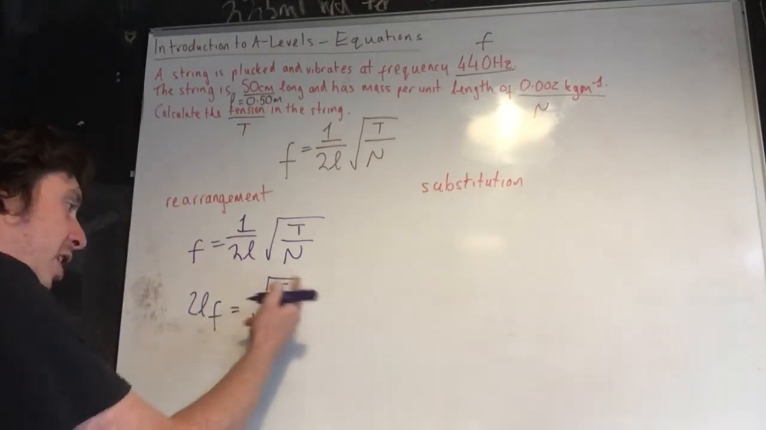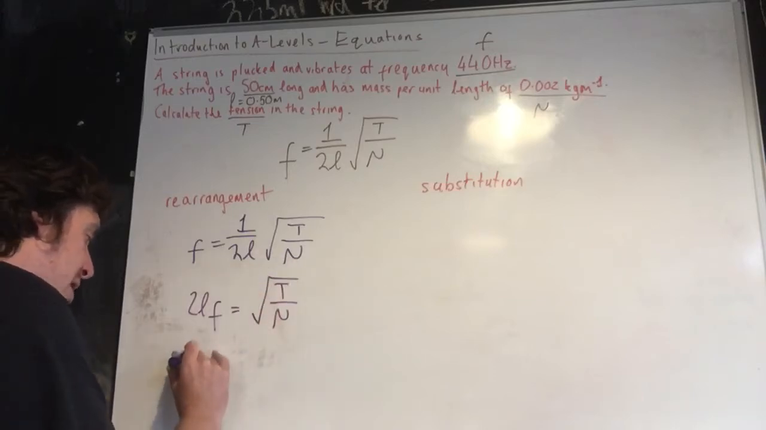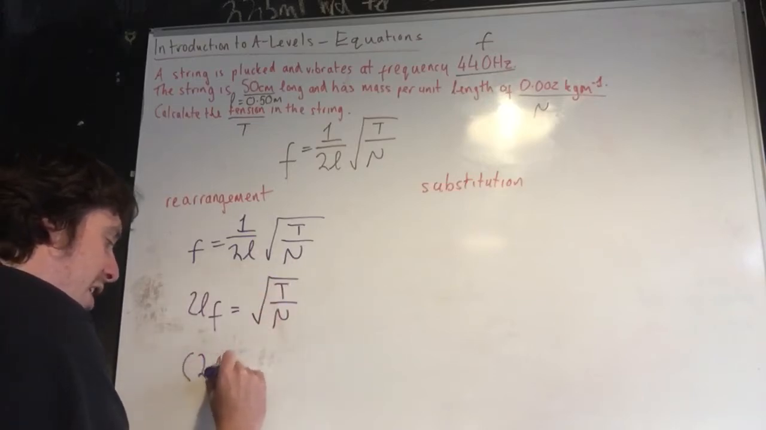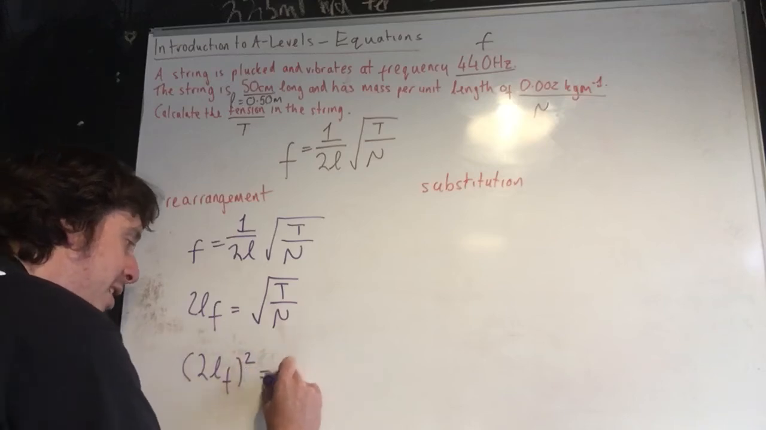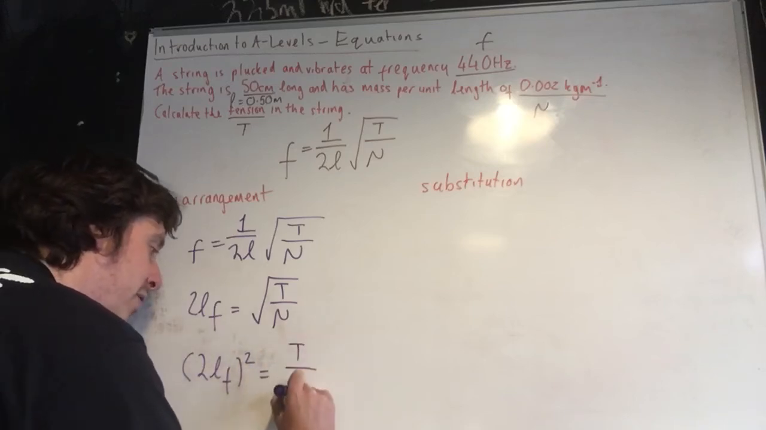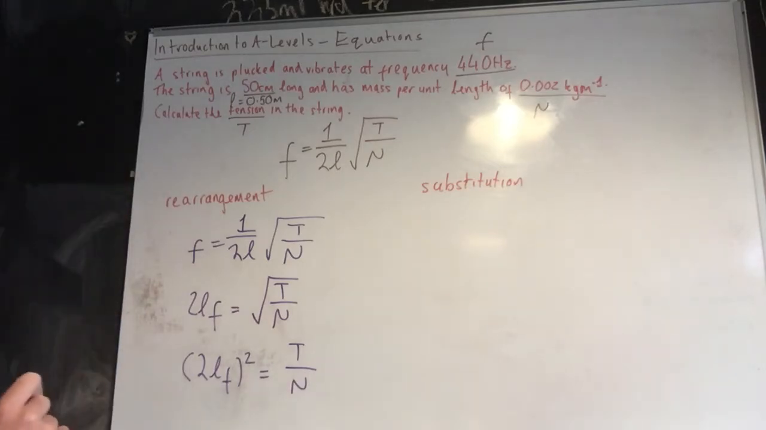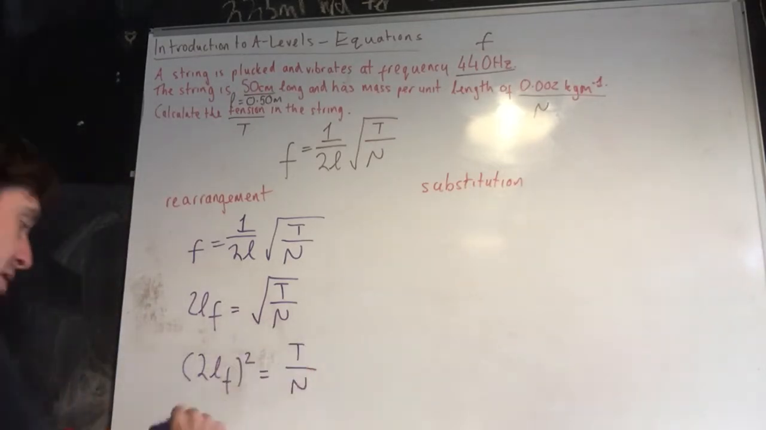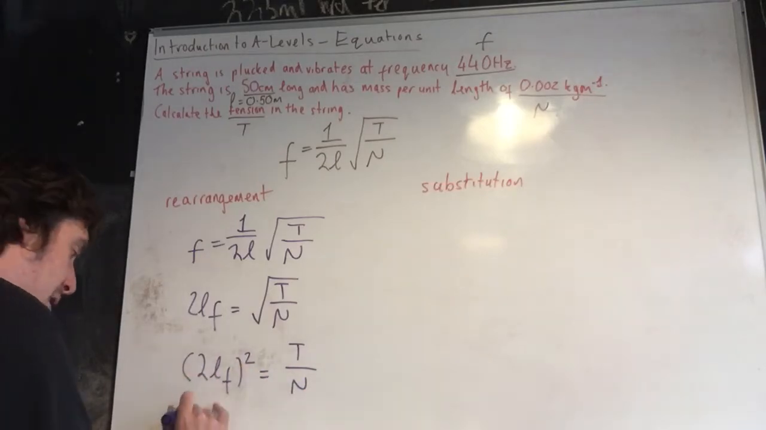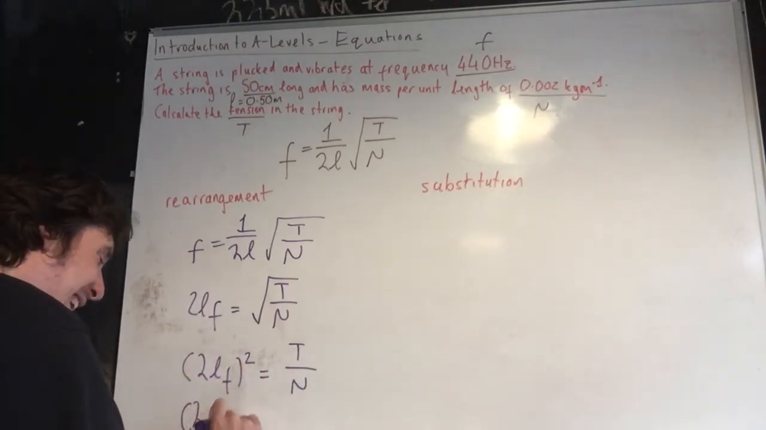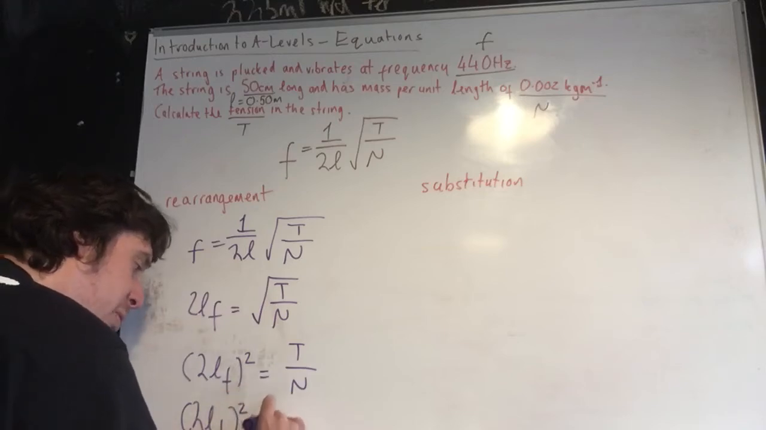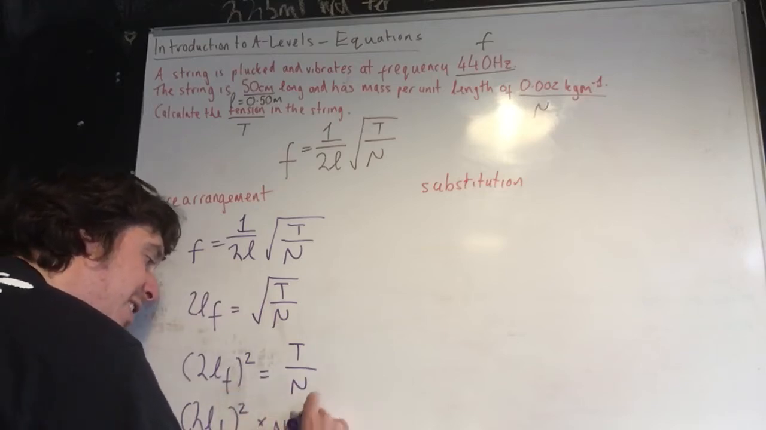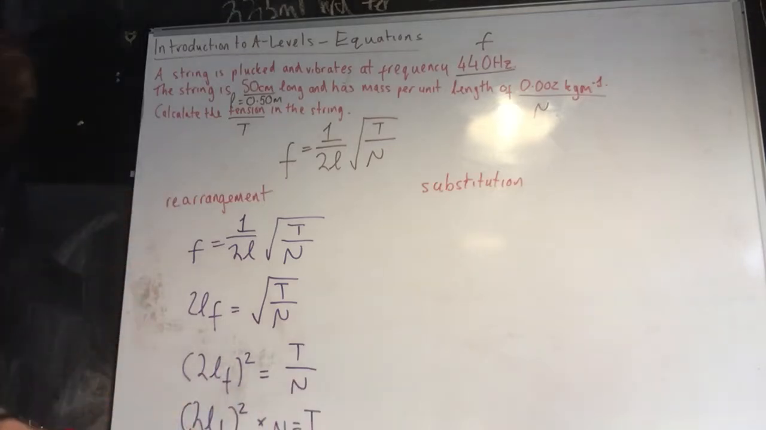Right, okay, to get rid of the square root, we square both sides. So I'll put a bracket around that. (2Lf) squared is equal to T divided by mu. And then to finish that off, mu is on the bottom and T is on the top, so we multiply both sides by mu. So (2Lf) squared times the mass per unit length is equal to T. So that's one way of doing it.